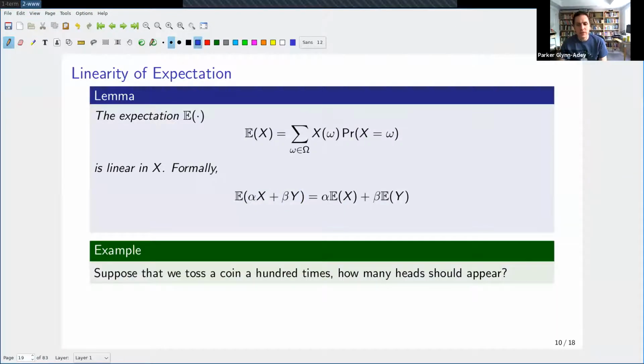So I want to check out why this is a helpful tool. Let's say that we do a coin toss 100 times, and we're going to ask how many heads should show up.